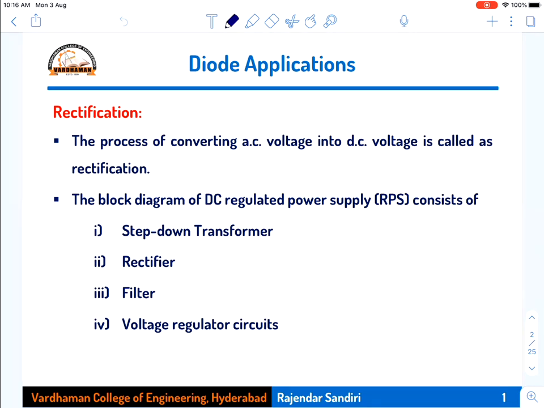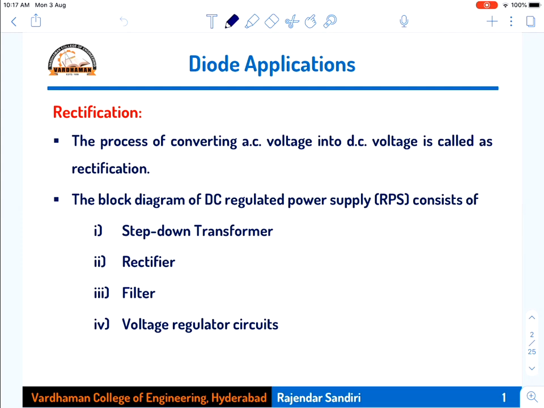The purpose of a regulated power supply is to convert AC to DC, so that a constant DC voltage of the required value will be produced. In the process of converting AC to DC, we come across blocks like transformer, rectifier, filter, and voltage regulator. Among all these blocks, the rectifier is the most important, which initially converts an AC voltage into a pulsating DC voltage. This process is called rectification.